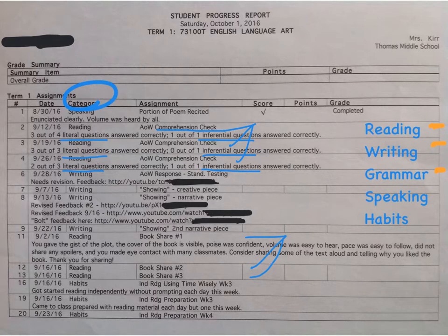Students have a list of items that they can do in order to share their books. This student decided to give a book talk for this book, so she received this feedback from me and from other students. She can then use that feedback to improve the next 2 times that she shares what she's reading in class.